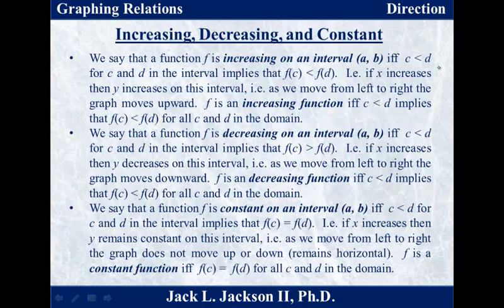Now let's talk a little bit about some characteristics graphs have. Let's talk a little bit more about some of the shapes they might have. First, we can talk about the direction a graph is going. Is it going up or down or sideways, basically? So specifically, we can call this increasing, decreasing, and constant. We say that a function f is increasing on an interval (a, b) if and only if, remember IFF is shorthand for if and only if, c less than d for c and d in the interval implies that f(c) is less than f(d). So c less than d means when we go from c to d, we're increasing x. That means we're going left to right on the graph.